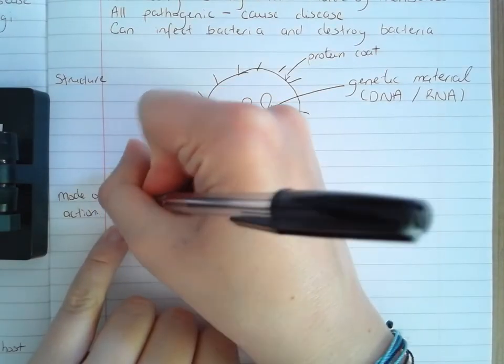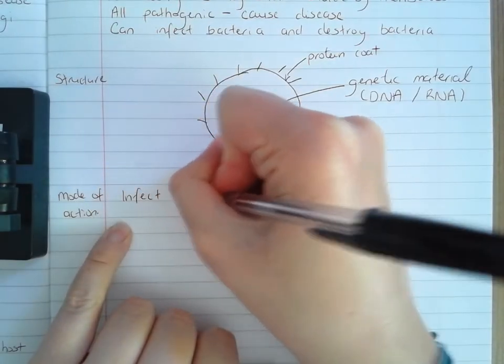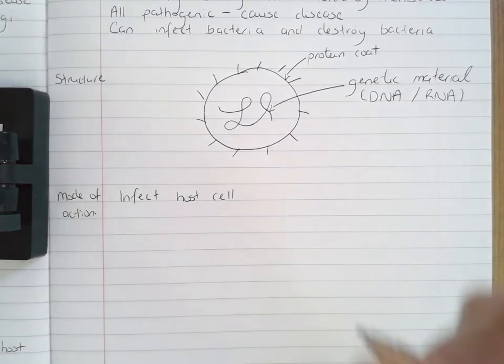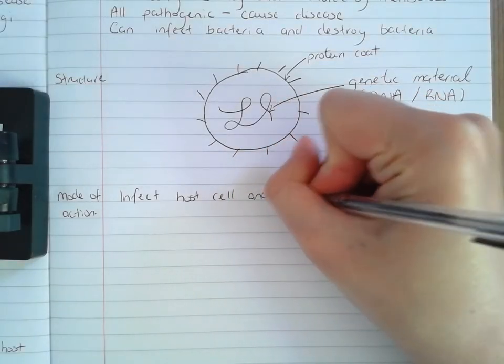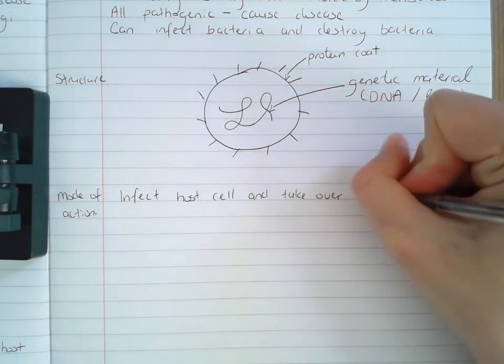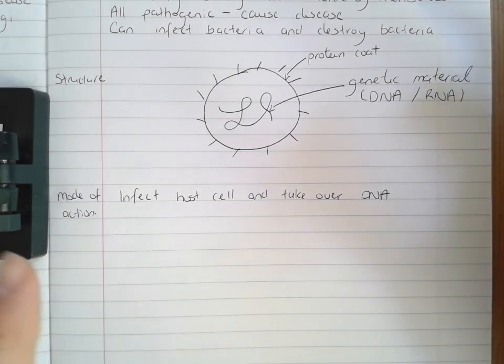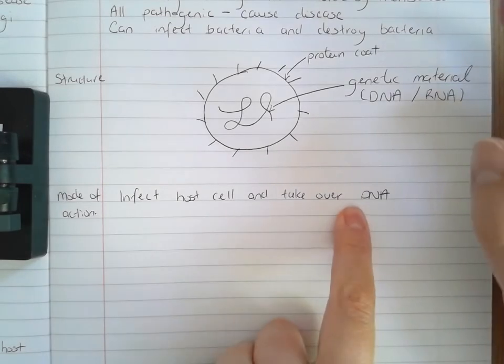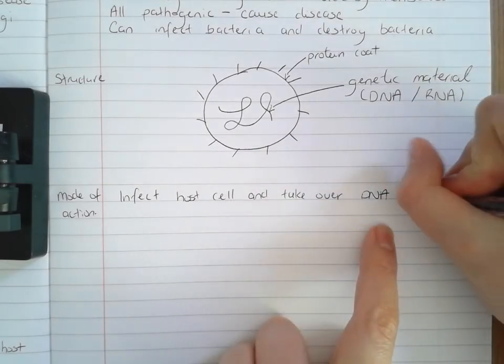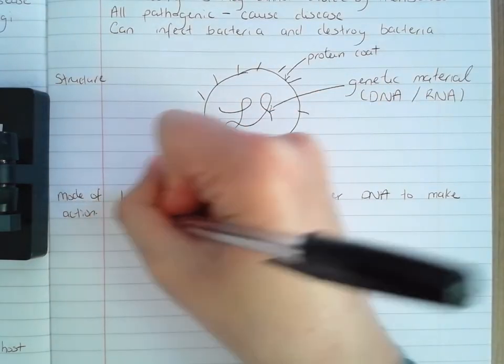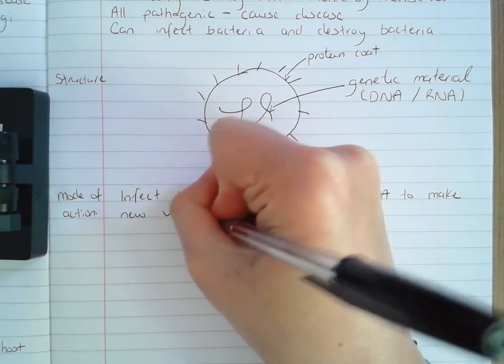So what they will do is they will infect the host cell. Okay, so they're not just going to float around in your bloodstream, they are going to get right inside your cells. And when they get inside your cell, they take over the DNA. So if you remember what you would have learned as a function of DNA, we learned that DNA controls the cell. So it's kind of like the control center of the cell. And when viruses get into your cell, they go straight for the DNA and they take over. And when they take over, they can basically make your cell do whatever it is that they want.